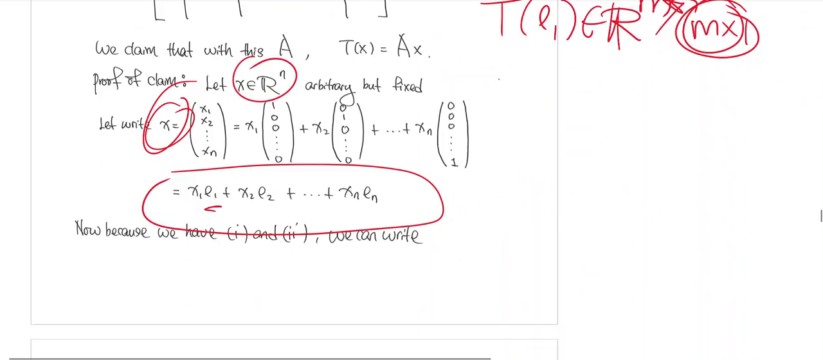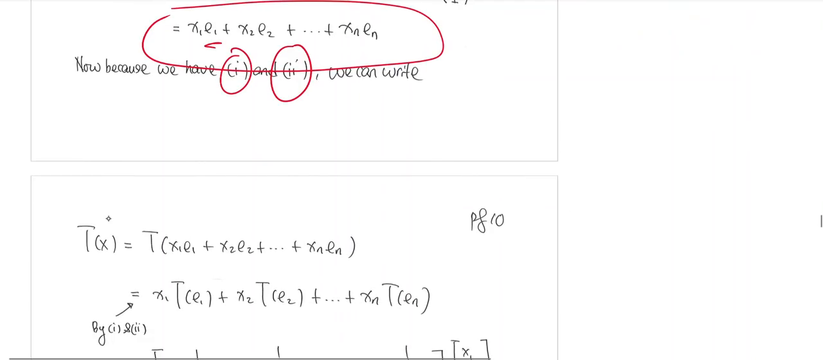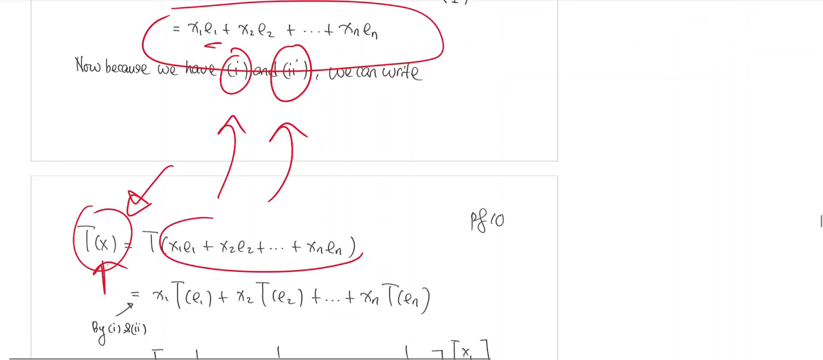Now, we know that T satisfies the additive and homogeneity properties. I don't know what T is, but I know it satisfies the additive and homogeneity properties, and I know x can be written as this.